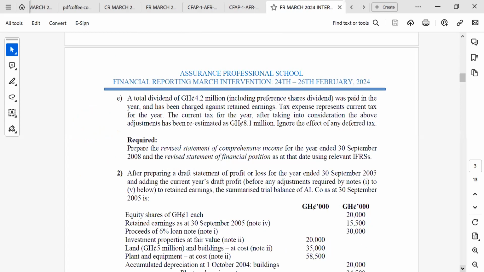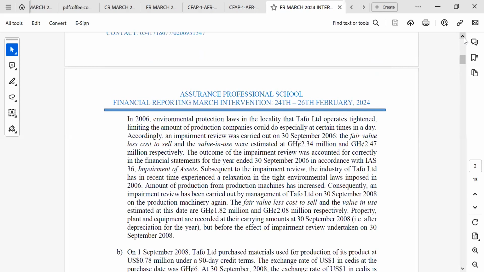All right. They are saying that the current tax for the year, after taking into consideration the above adjustment, has been estimated as 8.1 million. Ignore the effect of any deferred tax. Okay, let's go to the current tax. What is the value of the current tax?